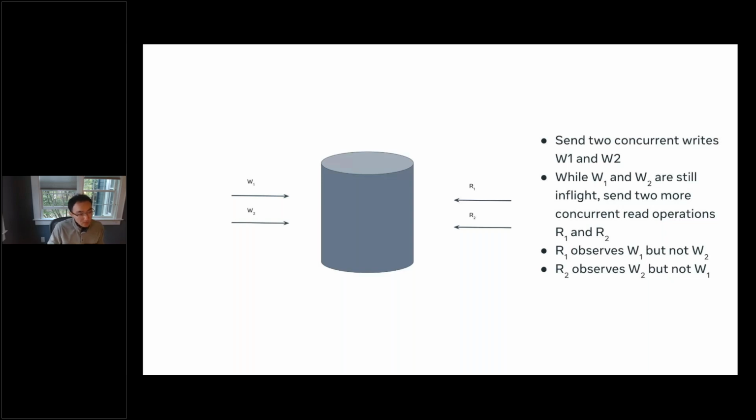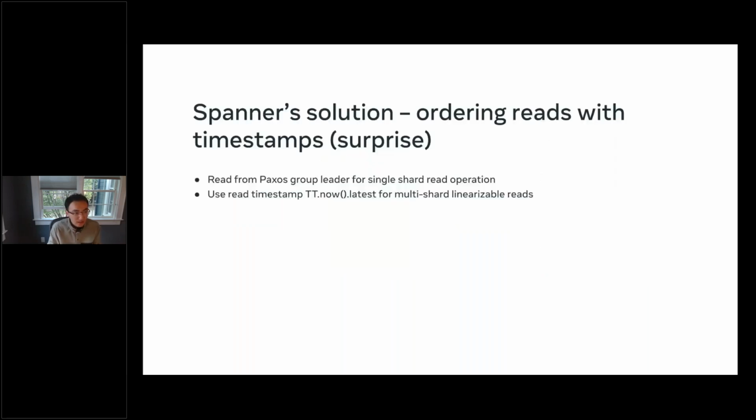But how does Spanner solve this problem? It's not just about capturing causality, like ordering those write transactions. Spanner's solution, naively, is that we want to order reads as well using timestamps, the same timestamps, which also use TrueTime. So everything is globally, totally ordered using those timestamps, and hence by definition linearizable.